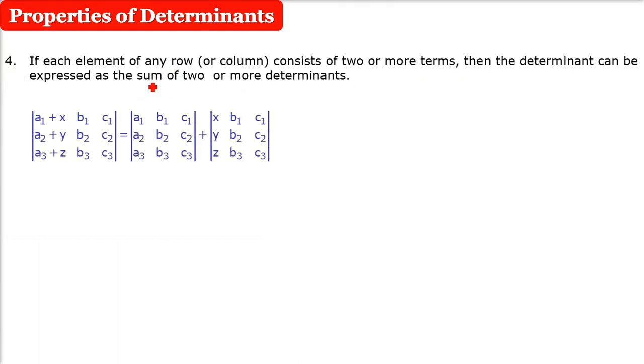A very important property of the determinant is about summation. You see here, the first column has a summation and the second and third columns remain the same. So you can write this matrix as the addition of two matrices: first a1 b1 c1 plus x y z, along with the same b1 and c1 columns. The right-hand side matrices can be added and equated to the left-hand side. This is one and the same thing.